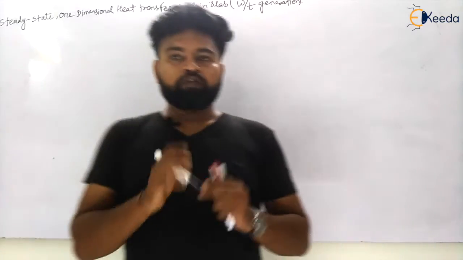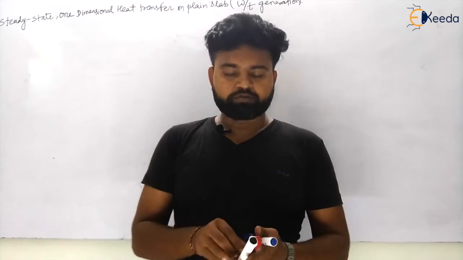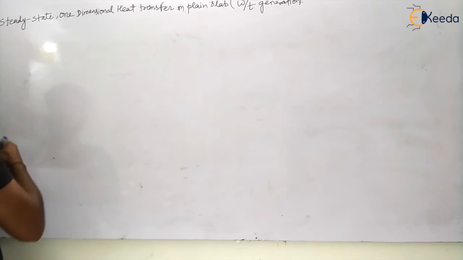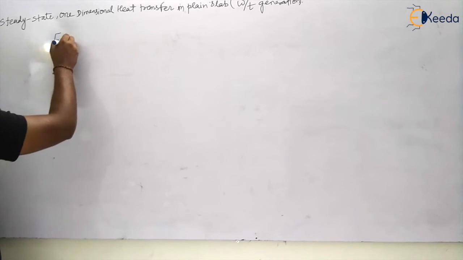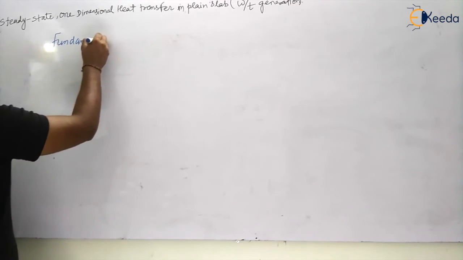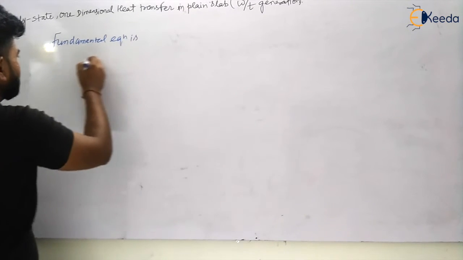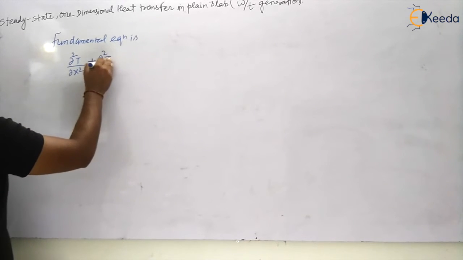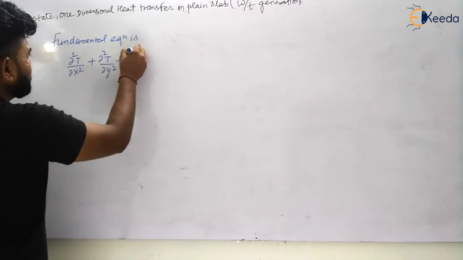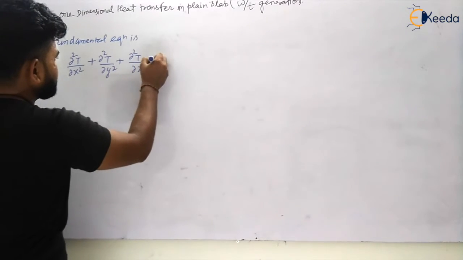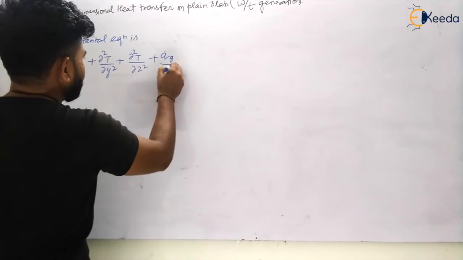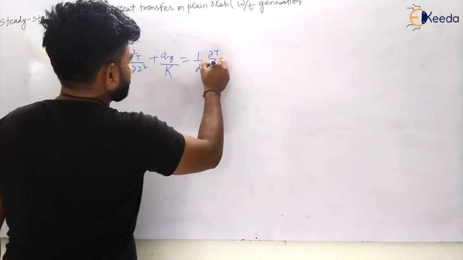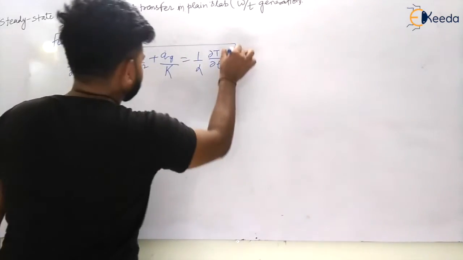So my dear students, we know the fundamental equation for Cartesian coordinates. So what is the fundamental equation? The fundamental equation is del square T by del x square plus del square T by del y square plus del square T by del z square plus q generation by k is equal to 1 upon alpha del T by del small t. Okay, my dear students.